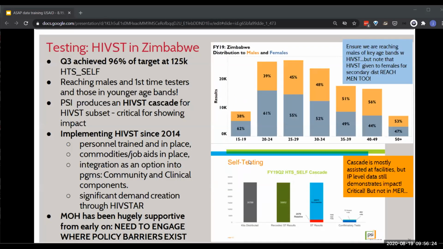So this is self-testing in Zimbabwe. Again, this is an example of sometimes where MER indicators are not sufficient. You sometimes need to bring in custom data. If you're collecting, as an implementing partner, you might have your own custom indicators that you can use.